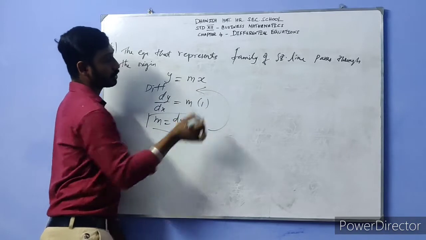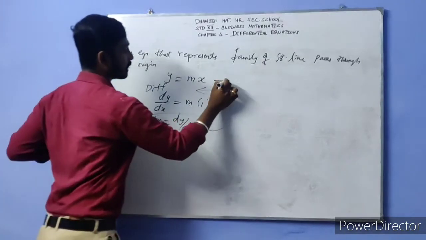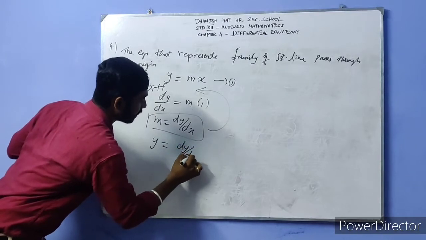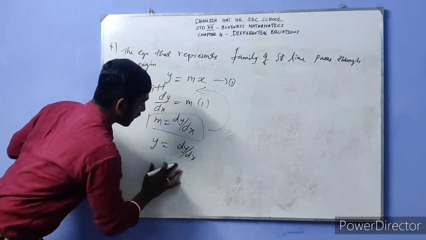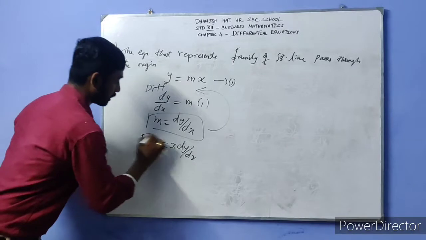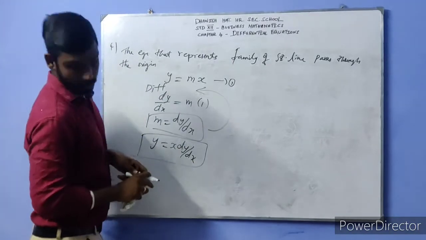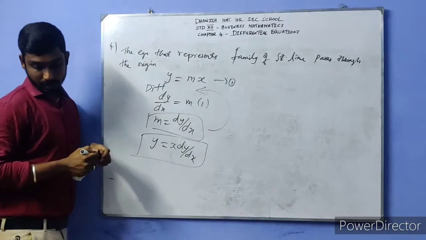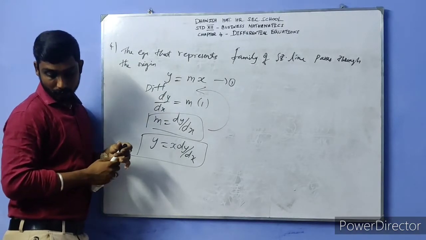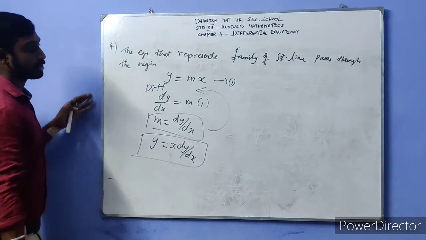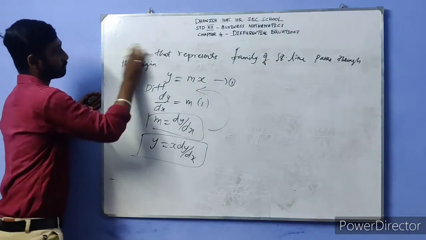Now we are going to substitute m in this first equation. So you are getting y is equal to x dy divided by dx. That's all. This is the answer. So this one is a differential equation of the family of straight lines, all straight lines passing through the origin. So let me see the fifth sum.